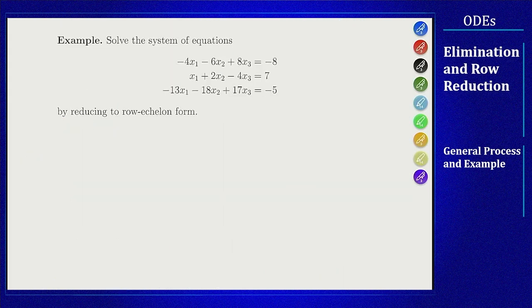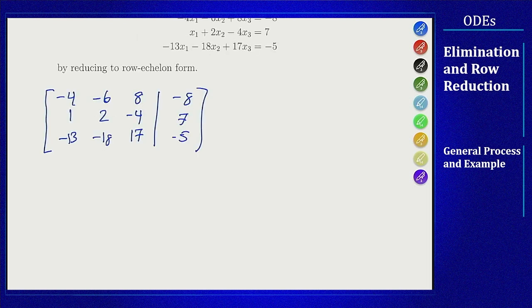I have this system of equations that I want to solve by reducing to row echelon form. So I've got minus 4x1 minus 6x2 plus 8x3 equals minus 8, x1 plus 2x2 minus 4x3 equals 7, negative 13x1 minus 18x2 plus 17x3 equals negative 5. So we start by writing the augmented matrix form of this system. Now we can go forward with our process.